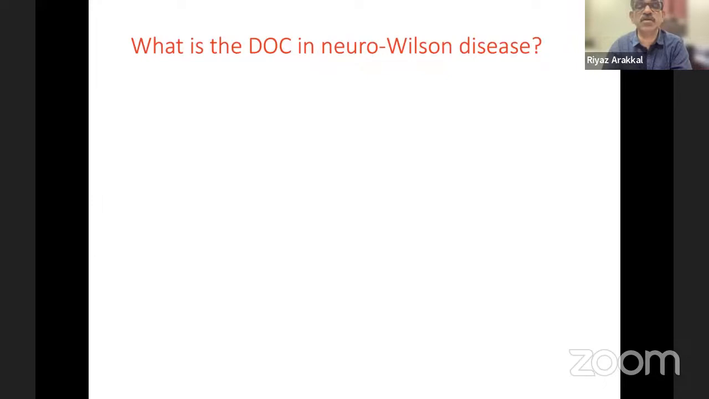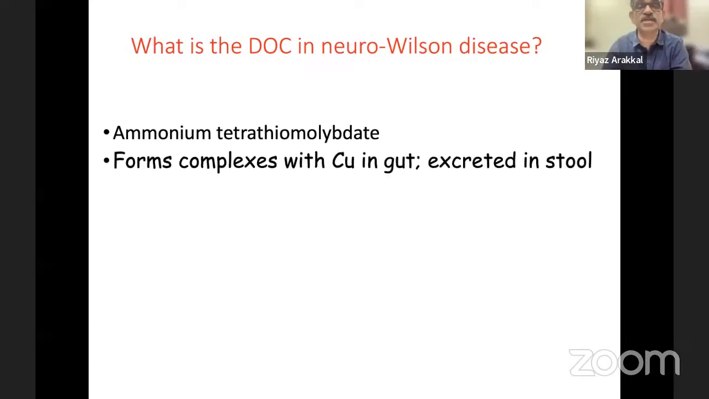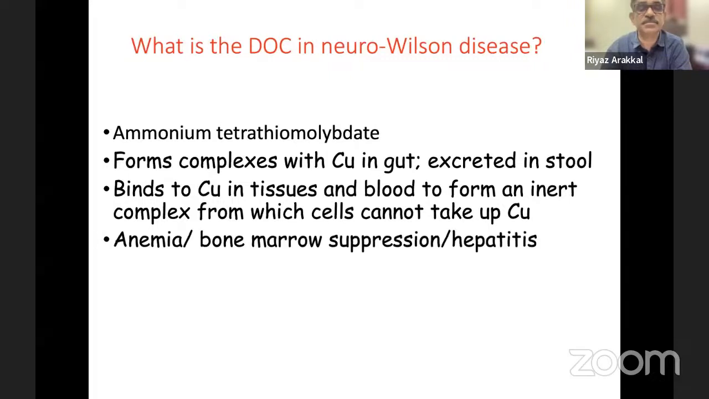What is the drug of choice in neuro-Wilson disease? Ammonium tetrathiomolybdate. Unfortunately, it is still not available. This is a very useful drug in neuro-Wilson disease. If we start D-penicillamine, sometimes it may aggravate the neurological symptoms. It may accelerate hepatic failure also. Unfortunately, ammonium tetrathiomolybdate is still not available in the market.